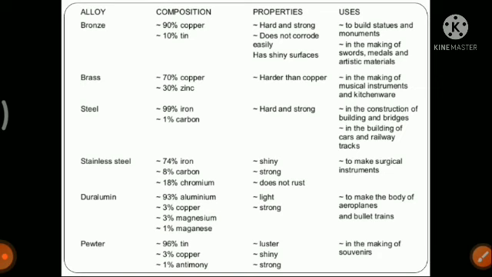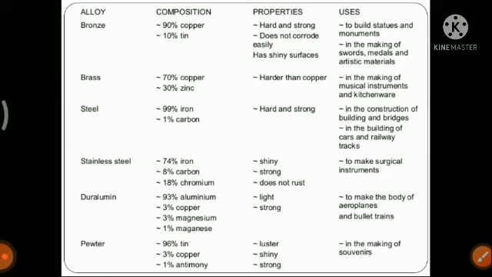In this case, which one is the solvent? Copper is the solvent because it is present in more quantity. Ninety percent of bronze is copper and 10% is tin. And where is it used? It is mainly used to build statues, and for making medals, swords and artistic materials. So you also have to know the uses. The other alloy is brass. So what is brass?